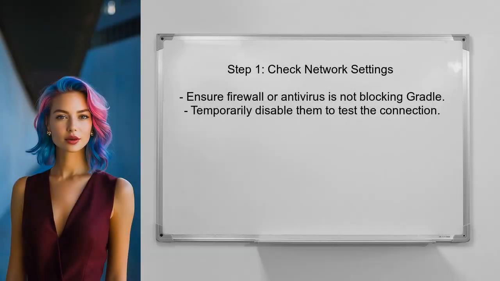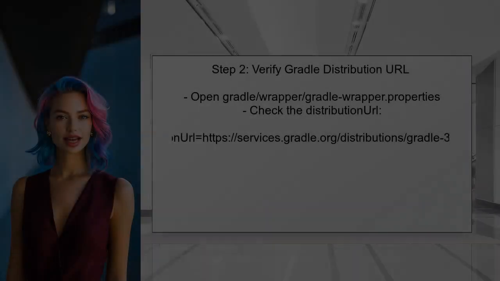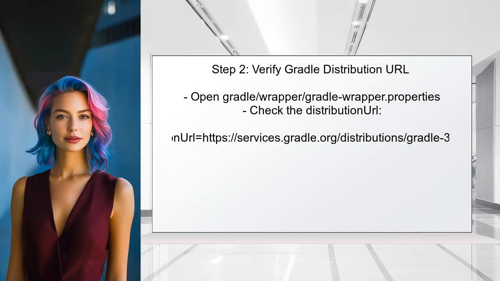To address the user's issue with the socket exception, the first step is to check the network settings. The user should ensure that their firewall or antivirus software is not blocking Gradle's access to the internet. Next, the user should verify the Gradle distribution URL in the gradle-wrapper.properties file. This file is located in the gradle/wrapper directory of the project. The user should ensure it points to a valid Gradle distribution.